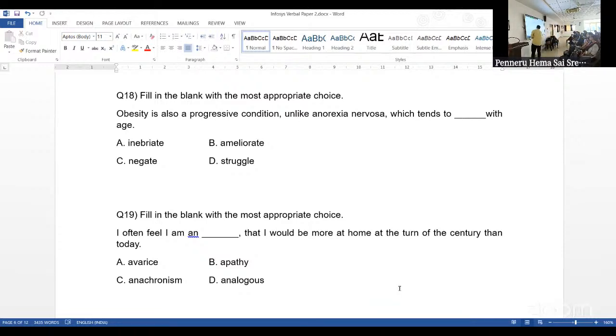Similarly here, anachronism. Ism is a suffix. Anachron means something related to a past period of time. What does analogous mean? Similar. Analog means the meaning is similar. So what is the appropriate word here? Anachronism, because it is talking about the turn of the century versus today. That is the reason.